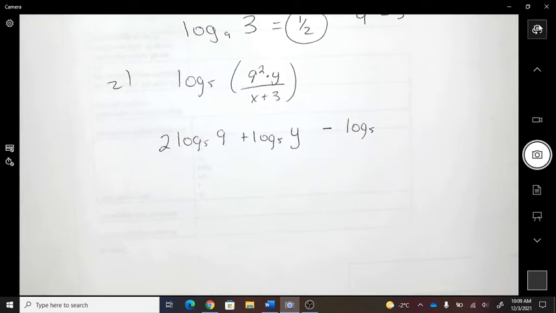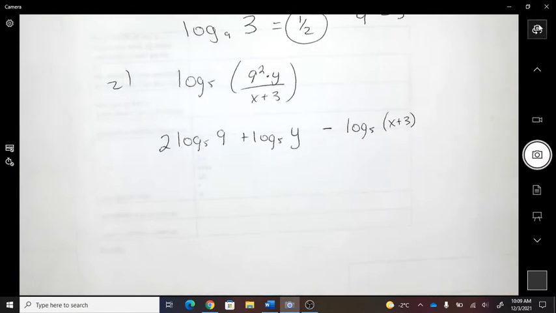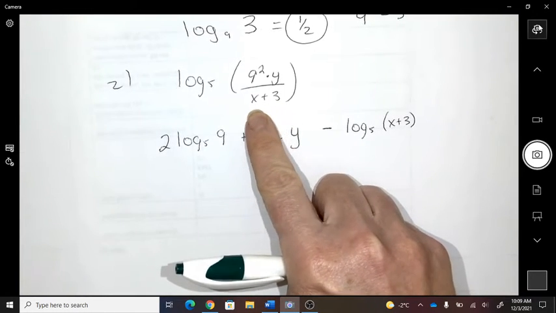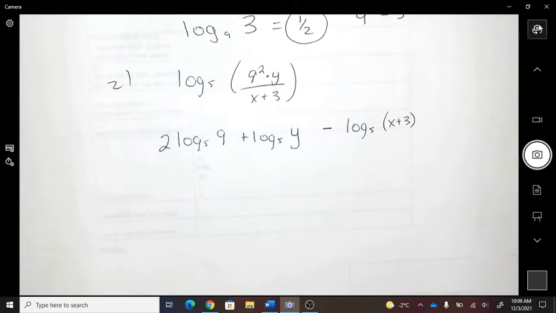And here's where I think you ran into a few in your homework, that this is an x plus 3 unit. You can't separate it. Does that make sense? It wasn't with multiplication, it wasn't with division, so you can't separate it. Okay? So that's why I wanted to do that one.